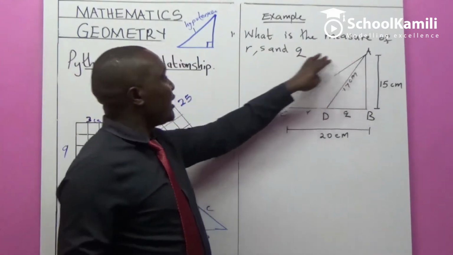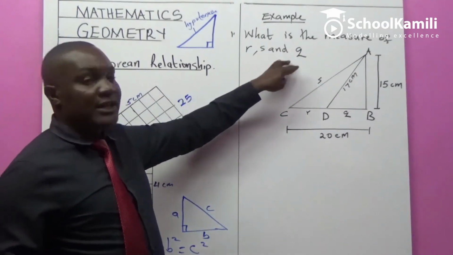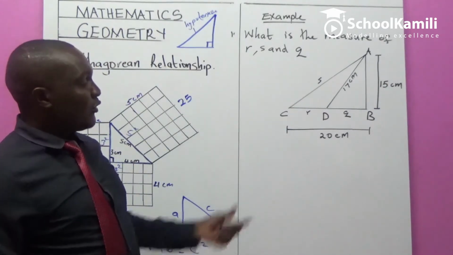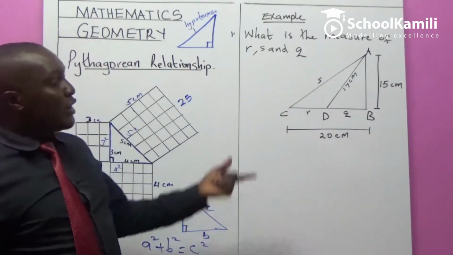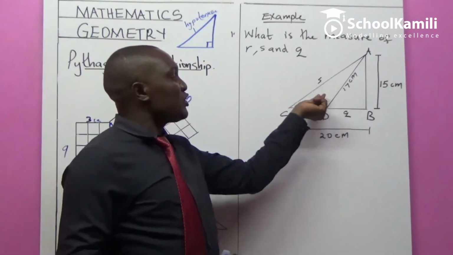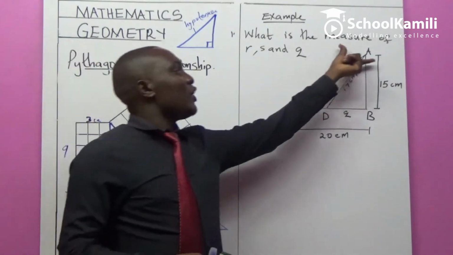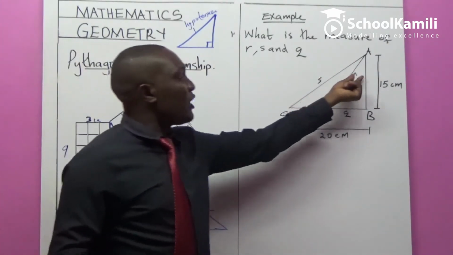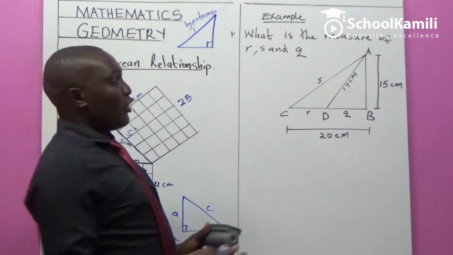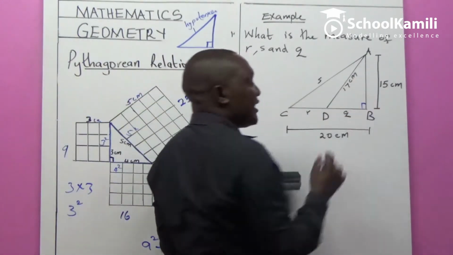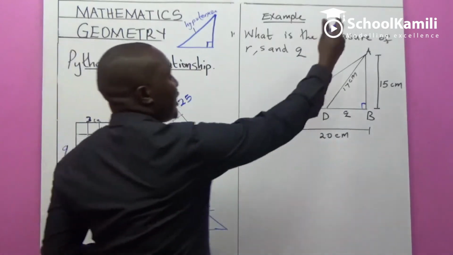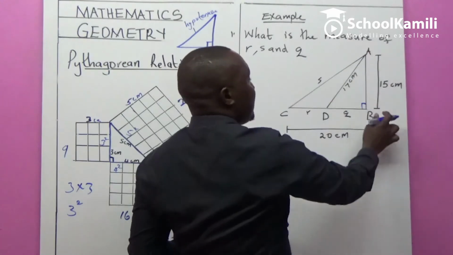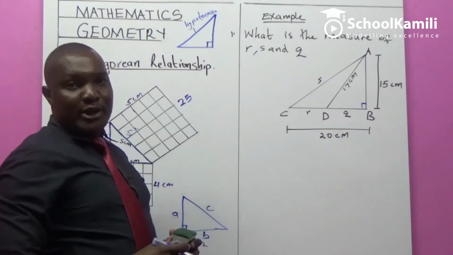We want to use the formula we have derived here to work out the given question. What is the measure of R, S, and Q? Now, in this figure here, you can see we have 2 triangles in one triangle. So we have a bigger triangle and we also have a smaller triangle. So in this case, we have 2 right angle triangles. We have a bigger one, A, B, C. Then we have the smaller one, A, B, D. I'm very much sure you have seen.